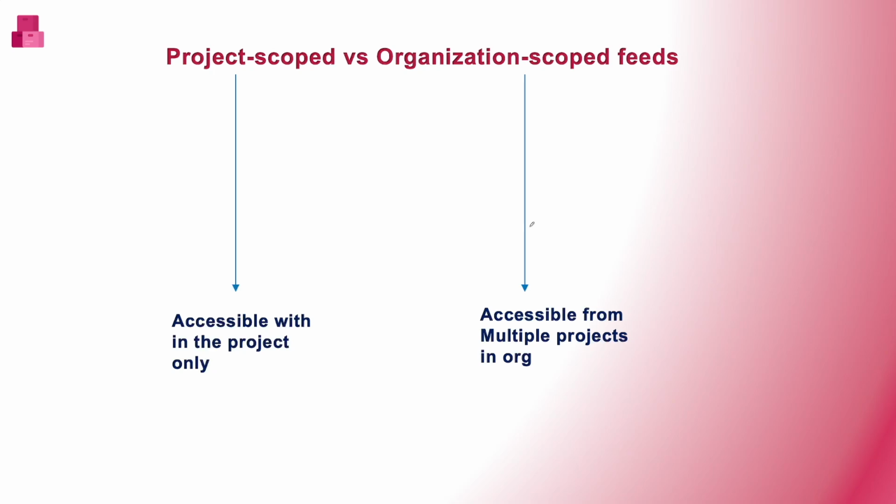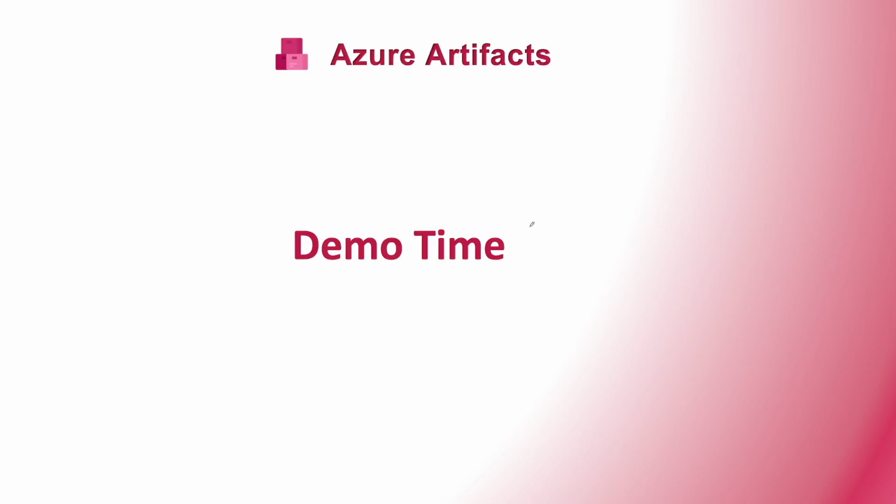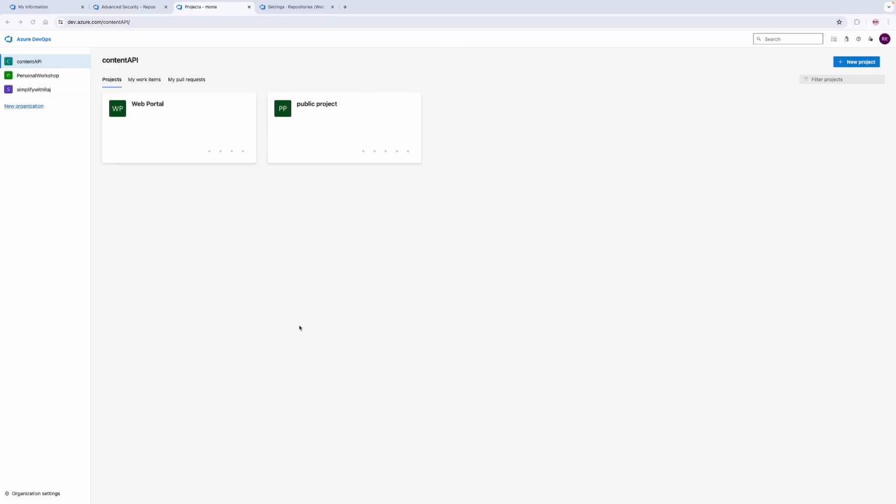As we discussed, an organization has multiple ongoing projects at the same time. Depending upon the need, you may allow a feed to be accessible only within a project, or all the projects within an organization, or only with the chosen ones. Public feed is another mechanism where you can share your package with some other organization or over the internet. A public feed can only be created inside of a public project. Let's have a demo. Let's have a look at Azure Artifacts now.